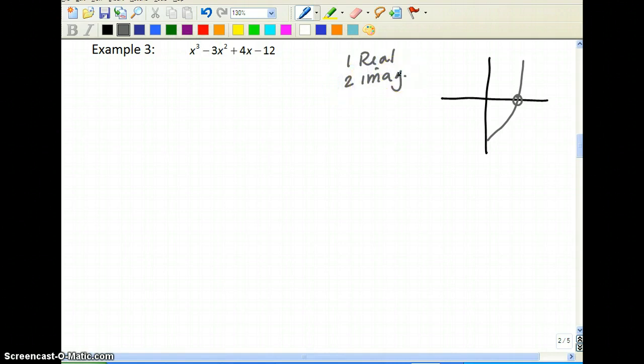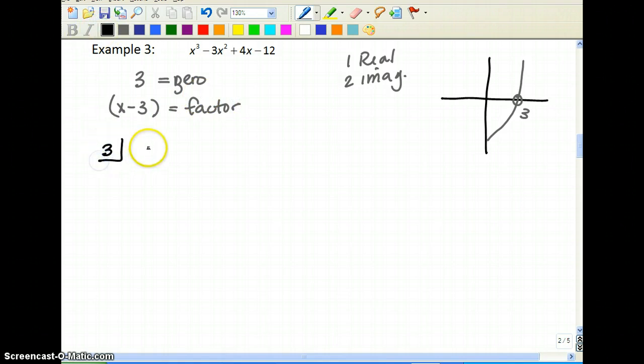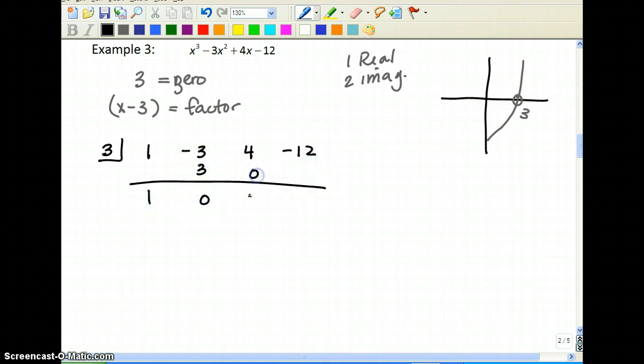So we know it's not going to factor all the way down, because to get the imaginary ones, you've got to get something that won't factor. So I check my table of values, and I recognize that at 3, it's a 0. So 3 is a 0, and x minus 3 is the factor. So depress your polynomial. So you put 3 in the box, 1, -3, 4, -12. And sure enough, it works.